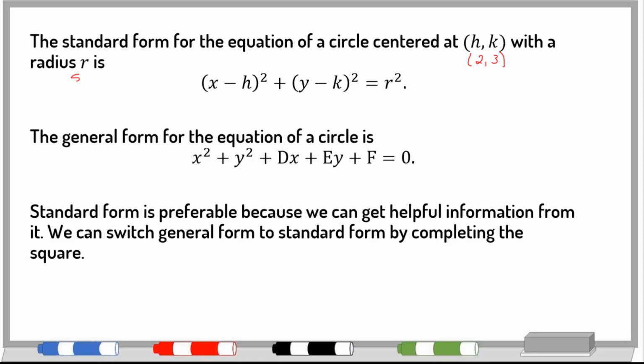Standard form has huge advantages because we can get helpful information from it. What do you care about whenever you're thinking about circles? You care where the center is, you care what the radius is. Anything else you want to know about the circle comes from that information. And we can actually take general form and switch it to standard form if we feel like that would be a helpful thing for us to do. So we'll actually do that later. You have to use completing the square for that. So get ready for some fun.